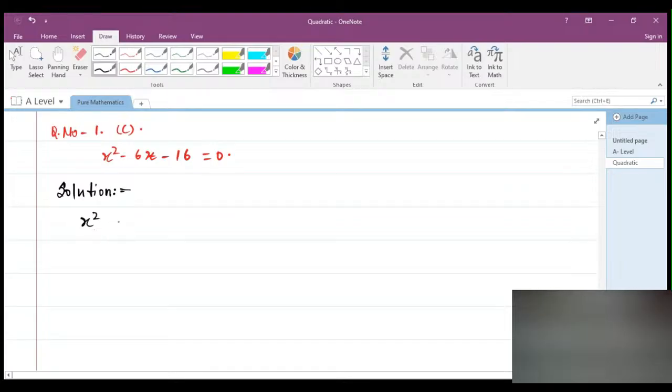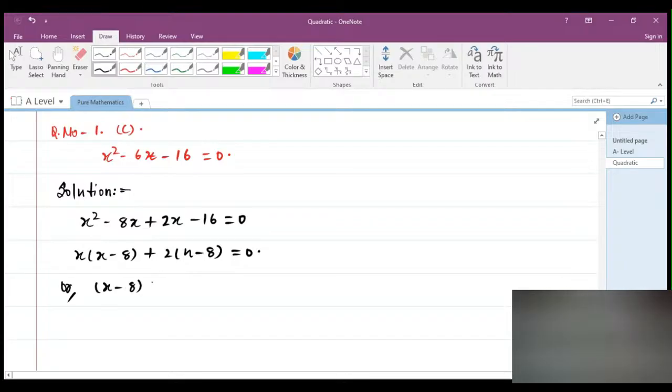X squared minus 8x plus 2x minus 16 equal to 0. So we take x as the common, then we get x minus 8, and take 2 as the common, then we get x minus 8 equal to 0. Or the next step will be x minus 8 into x plus 2 equal to 0.